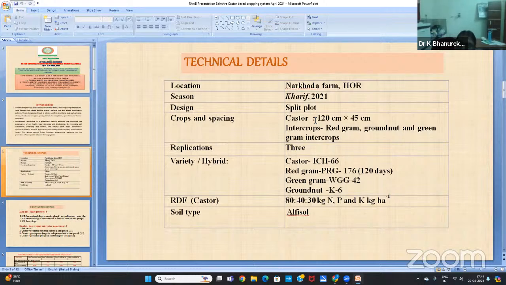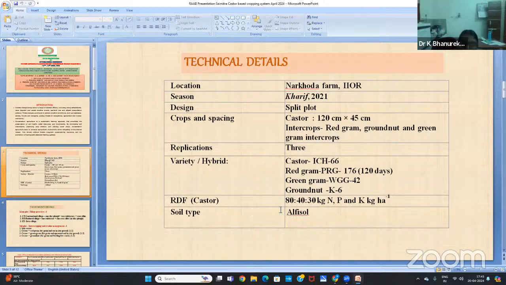The castor with a spacing of 120 by 45 centimeters, which is a long duration as well as a wide row crop. And the three intercrops chosen were three pulses, that is, one is red gram, groundnut, and green gram. Basically, one of them is the oilseed crop. And the castor variety was ICH 66, and red gram was 76 with 120 days, and green gram, Warangal green gram 40, and groundnut was K6 Kadiri 6, a popular variety, still rolling now.